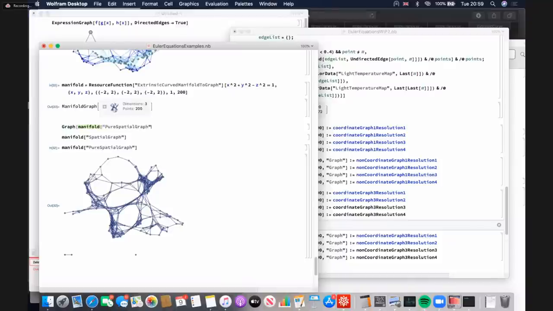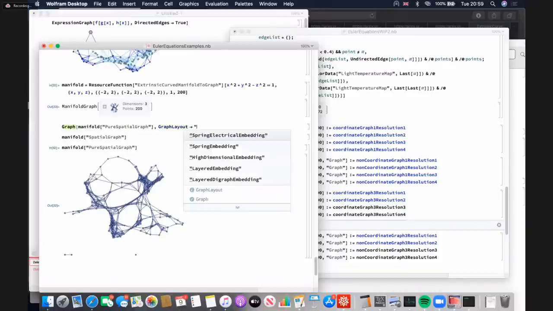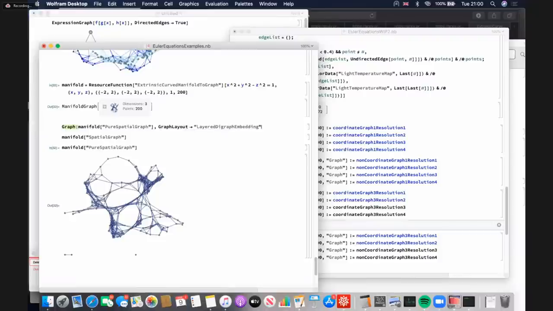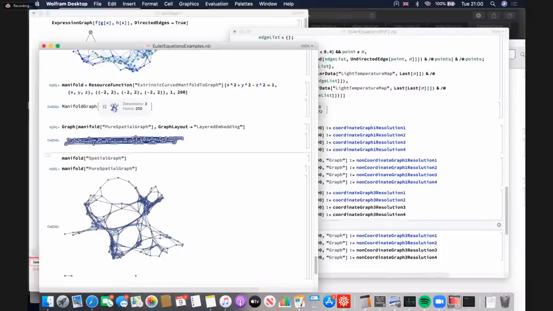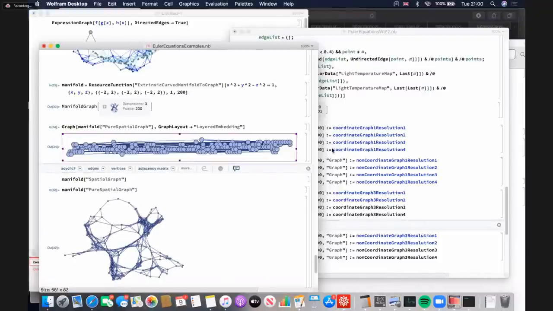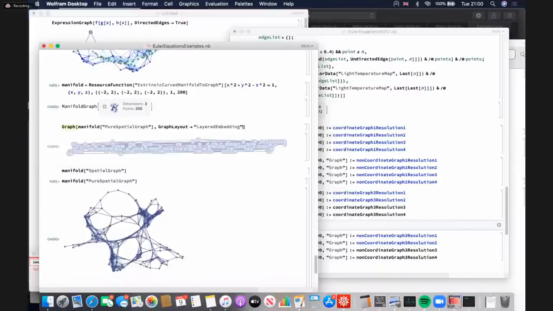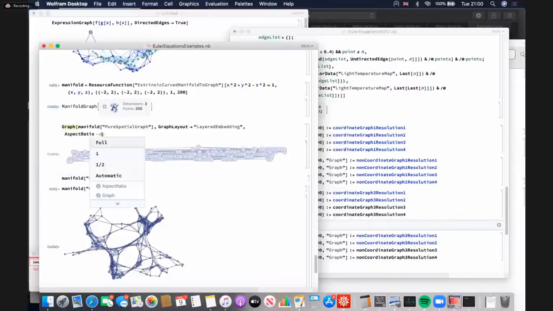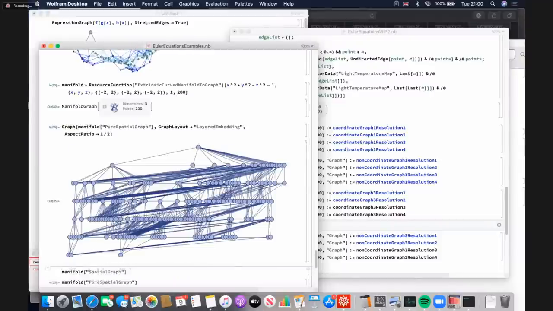Part of the problem is that I'm doing this in a fairly large notebook. What embedding would you like? I don't know. Some kind of layered digraph embedding, just for fun. Even though it's not a digraph? Well, layered embedding. Oh, useless. Well, with an aspect ratio. Aspect ratio, arrow, whatever. Off? Yeah. I mean, useless, but it does show you it is just a graph.